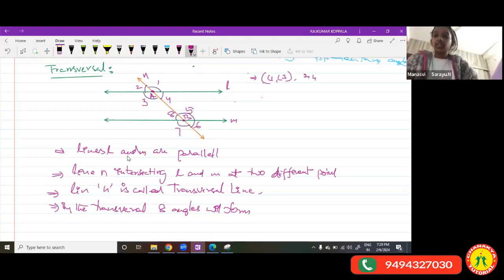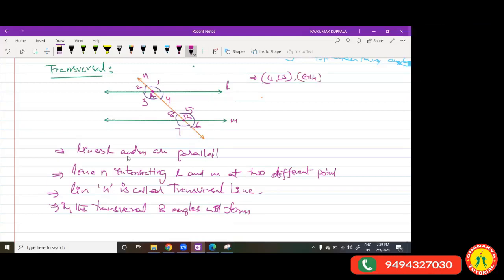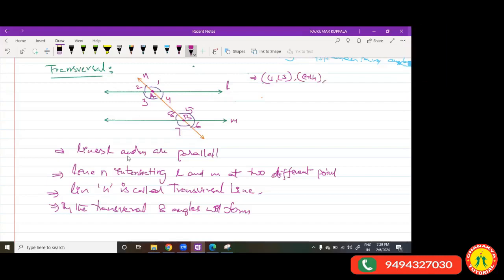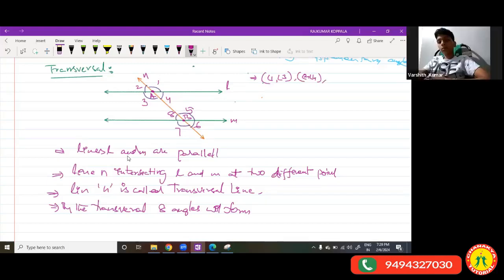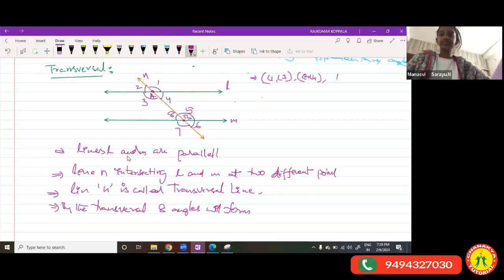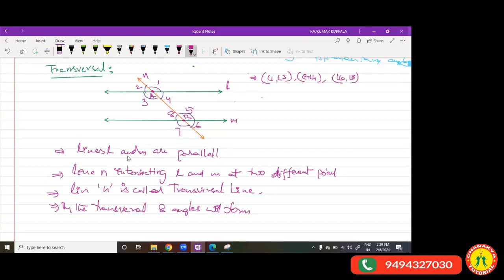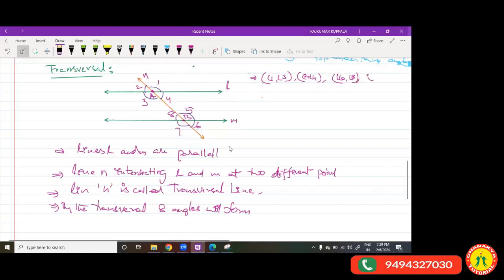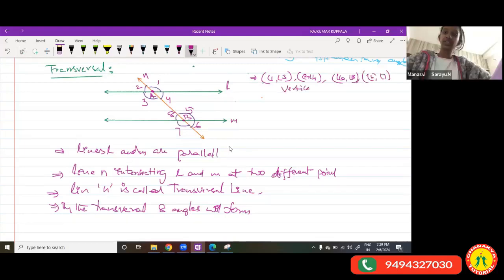Right. Angle 2, angle 4, what type of angles? Vertically opposite angles. Then tell me, still is there. Angle 6, angle 8. Then angle 5 and angle 7. So all these are called what? Vertically opposite angles.